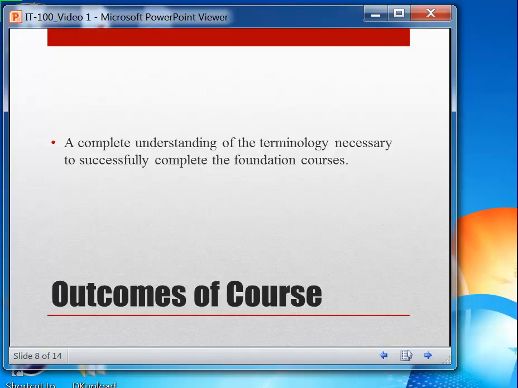Regardless, we want to make sure you at least have the terms down that you're going to be hearing in those foundation courses that your instructors more likely are going to assume you already know. That's what this course is for.